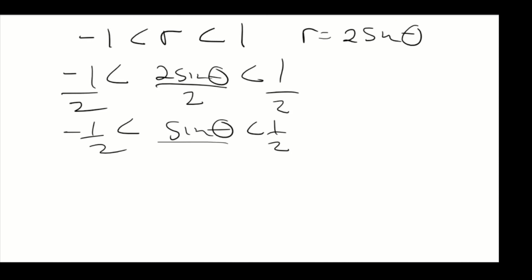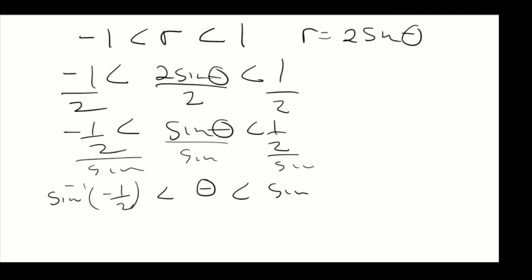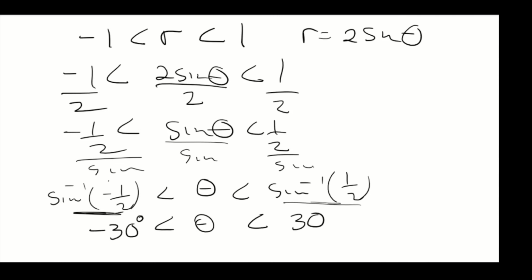Then to find theta, we're going to take the arc sine, or the inverse rather, of -1 over 2, and theta here is going to be sine inverse of 1 over 2. We know very well that the inverse is actually 30 degrees, so because this one is negative, it's going to be -30 degrees, and this one here is going to be 30 degrees. So our theta lies between -30 degrees and 30 degrees.